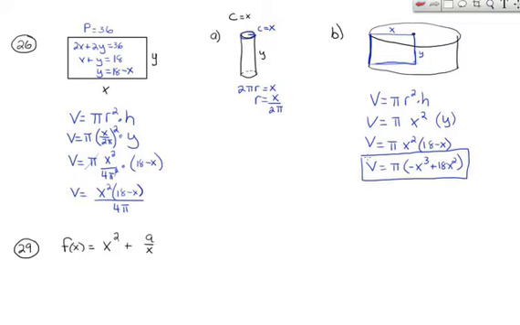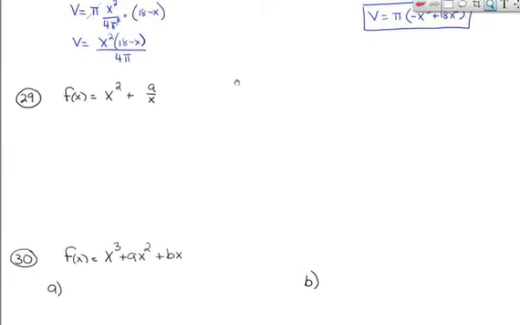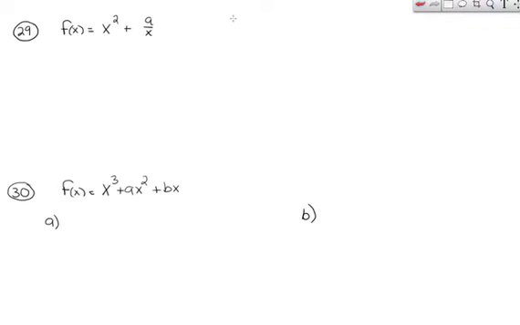All right, moving on. Number 29. It says, show that f of x, given here, cannot have a local maximum for any value of a. So show that we do not have a local maximum no matter what a is.